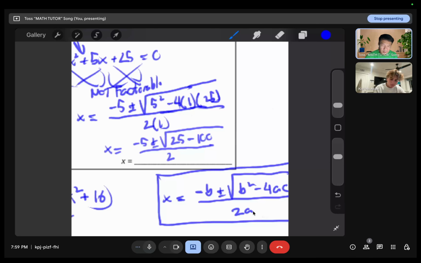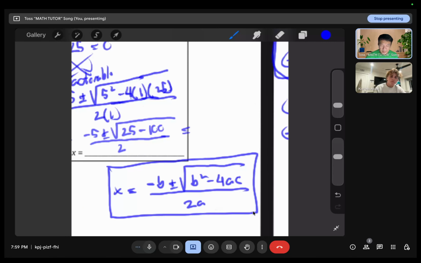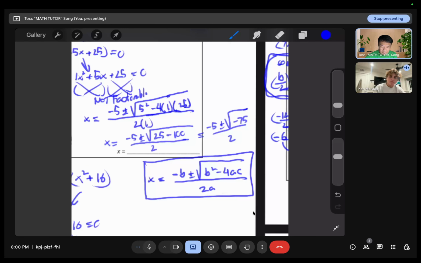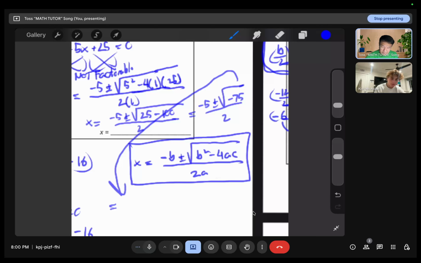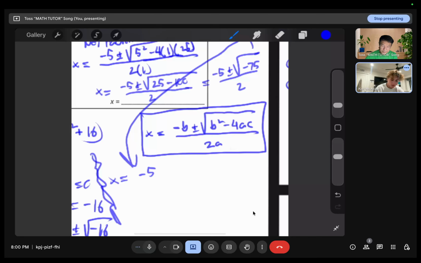Over 2. If I continue one last step, well, not exactly one last step, it will be -5 plus or minus root of -75. Here it is. This is where you're going to have to make an i out of it, too. Okay, now continue on. I'll go ahead and bring it down over here. It will be x equals -5, plus or minus. I think you know a root of 75 is 25 times 3. I'll go ahead and jump a little bit, but there's an i.